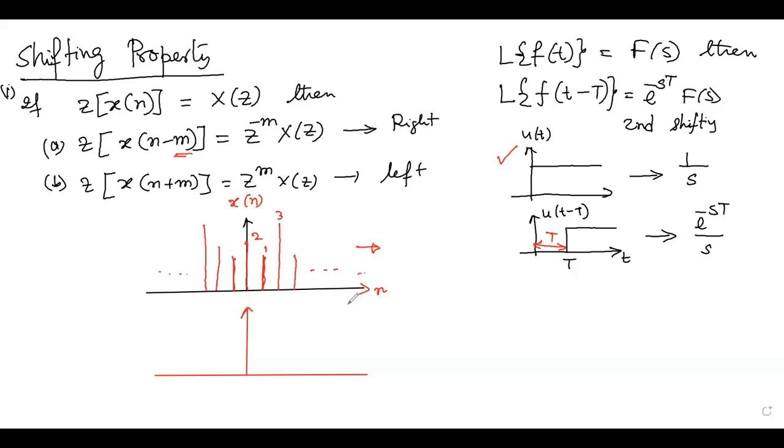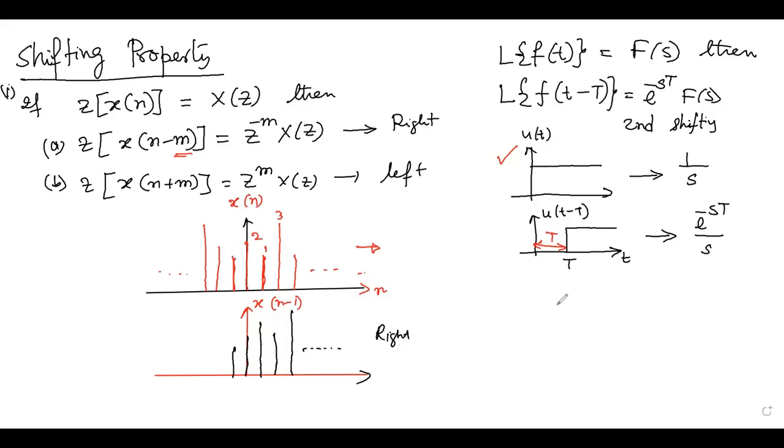Now if you shift by one sample, we call this n minus 1. The sample at the origin will shift to location 1. The x of minus 1 will move to the origin location. The x1, initially at 1, will move to x2, and this x2 will move to x3. This is called the right shifting. Is it clear? Just like this.